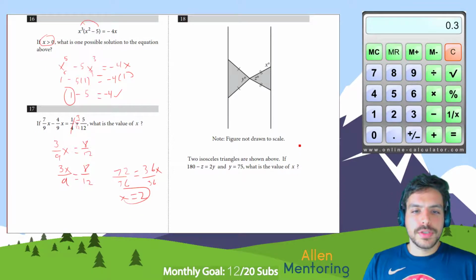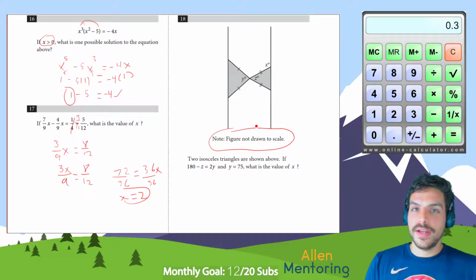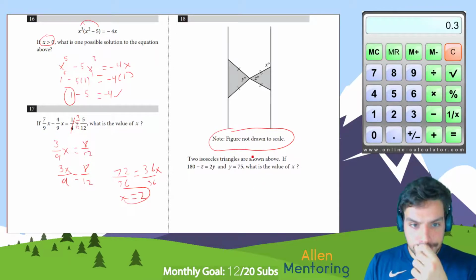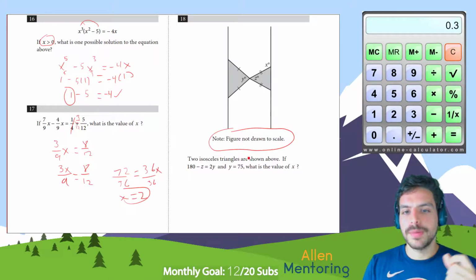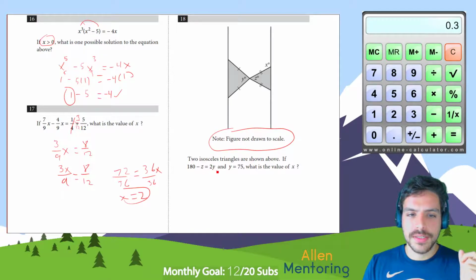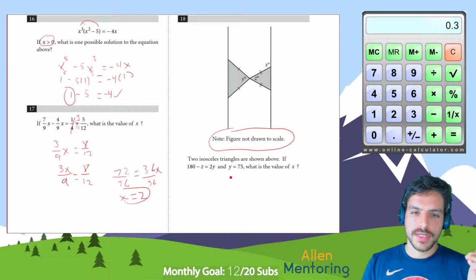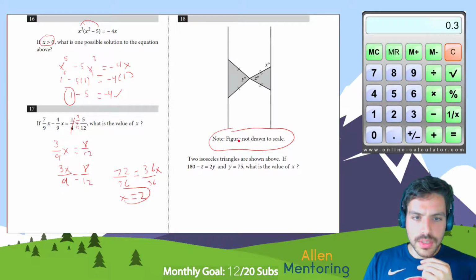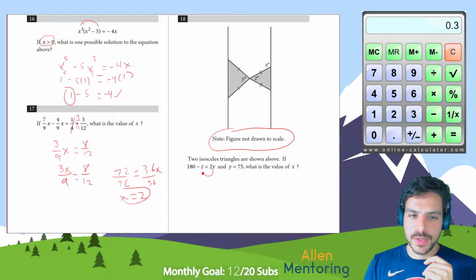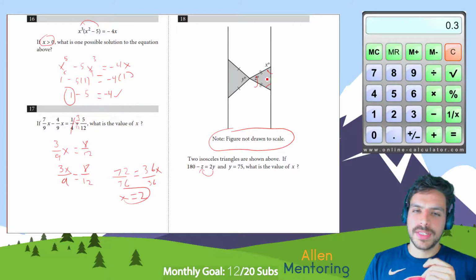All right, number 18. Two isosceles triangles are shown above, and these are not drawn to scale. Note that if it does not say this note, then it usually is drawn to scale. Two isosceles triangles are shown above. If 180 minus z is 2y and y is 75, what is the value of x? So in this case, they tell you what y is, and then we could use that to solve for z. And once you know what z is, we'll know what these two guys are, right? Because it's an isosceles triangle.